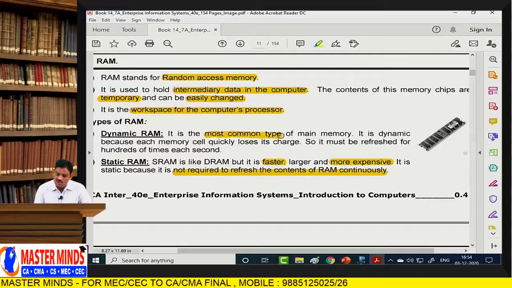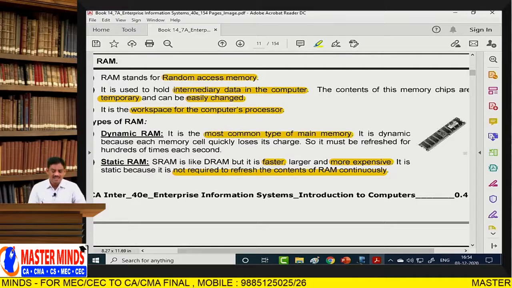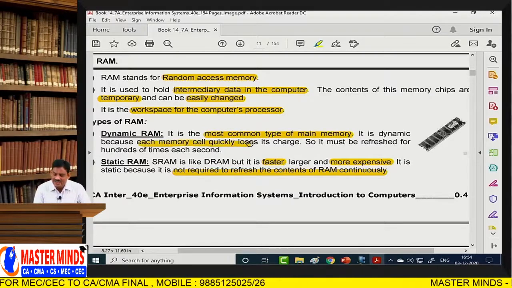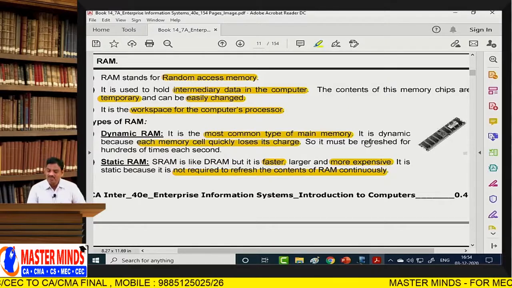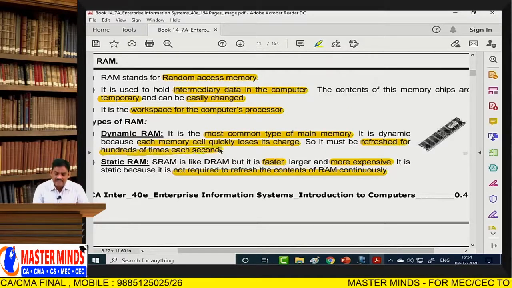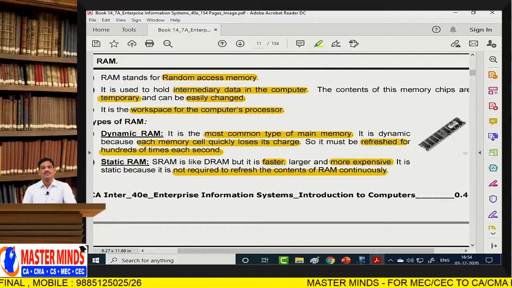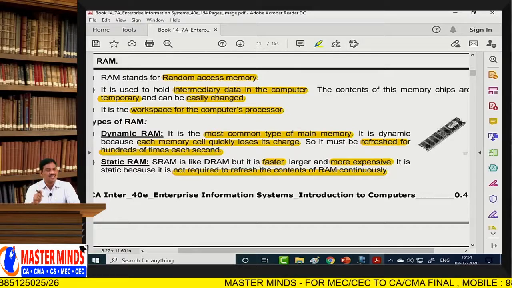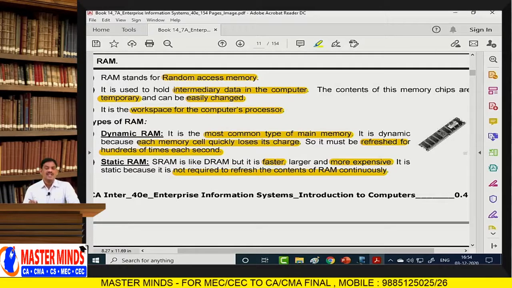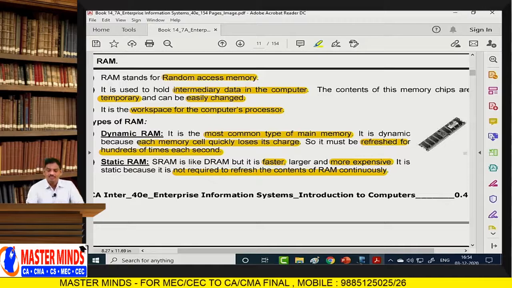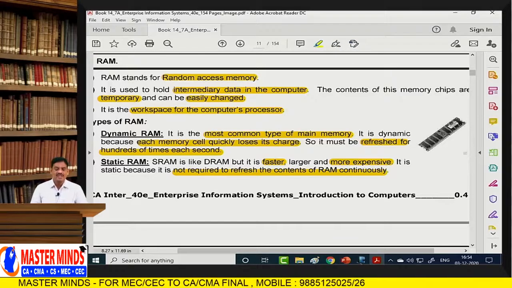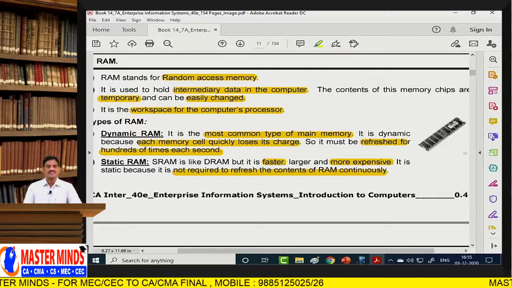Dynamic RAM is the most common type of main memory. It is dynamic because each memory cell quickly loses its charge, so it must be refreshed hundreds of times per second. Every time you need to refresh the circuitry, that is called dynamic RAM. There is no need to refresh the circuitry in static RAM. That's why static RAM can be used as cache memory, and dynamic RAM can be used as main memory. Static and dynamic, two parts.